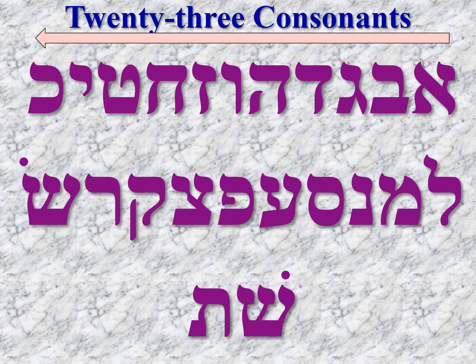You know the drill. Aleph, Bet, Gimel, Dalet. Hey, Vav, Zayin. Chet, Tet, Yod. Kaf, Lamed. Mem, Nun, Samek, Ayin. Pei, Tzadei. Kof, Resh, Sin, Shin, Tav.